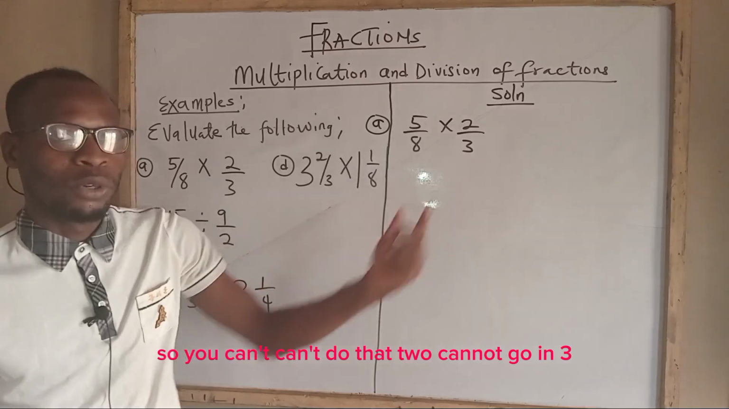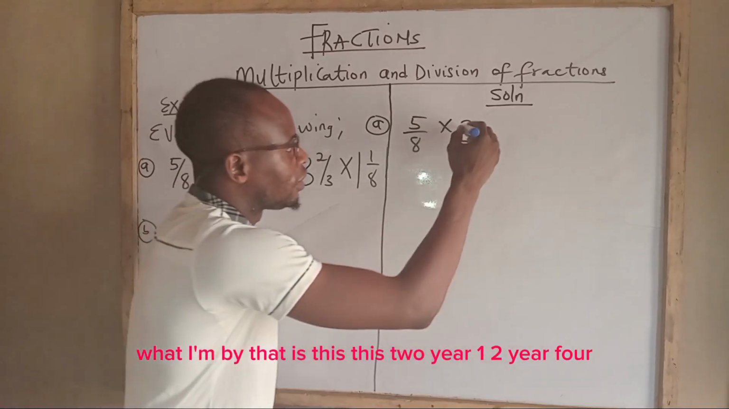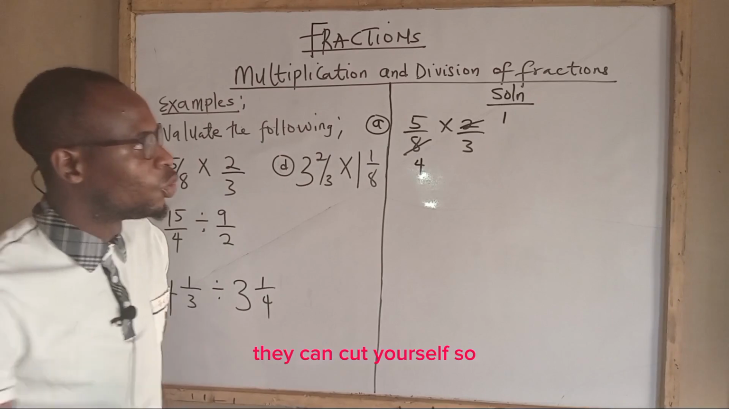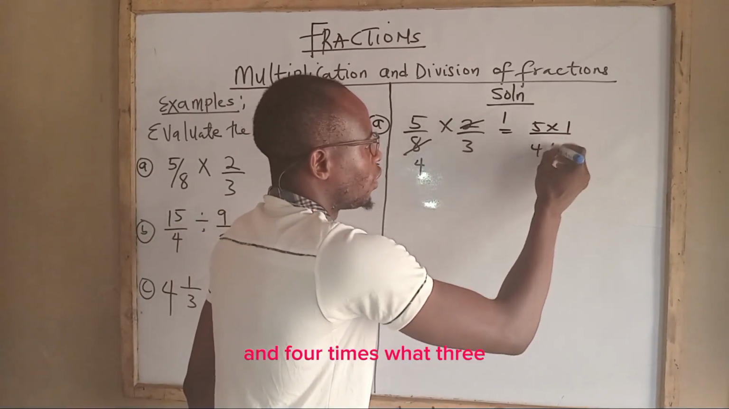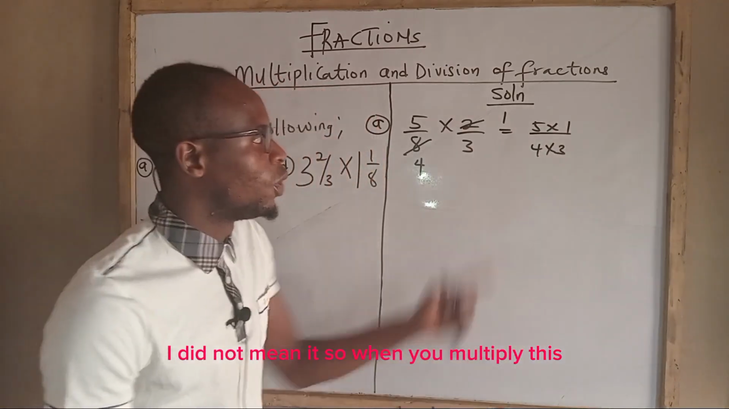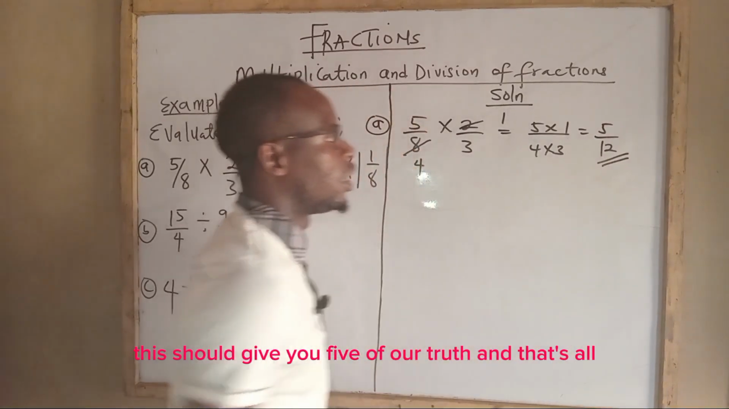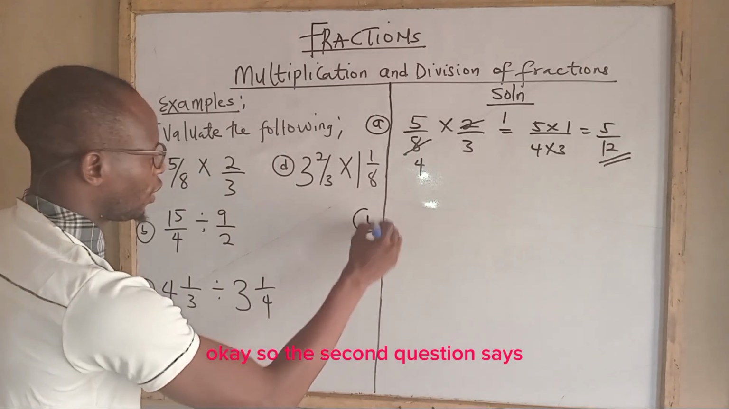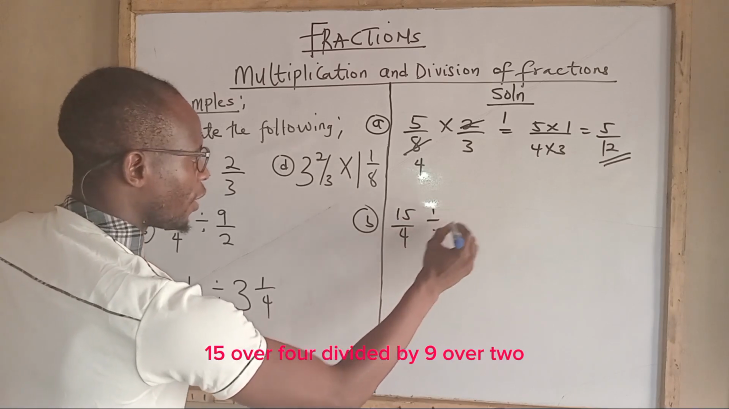2 cannot go in 3, but you can also simplify diagonally. What I mean by that is this. This 2 here 1, 2 here 4, they can cut themselves. So you are going to have 5 times 1 left and 4 times what, 3 at the denominator. So when you multiply this, it should give you 5 over what? 12. And that's all.